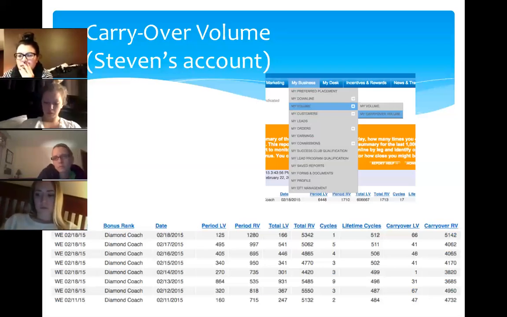Yeah, because his volume, that right stuff is basically just sitting there. So I'm going to focus on his left leg so we can use that up. Yeah.